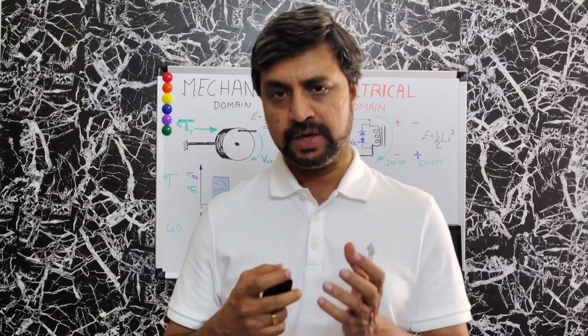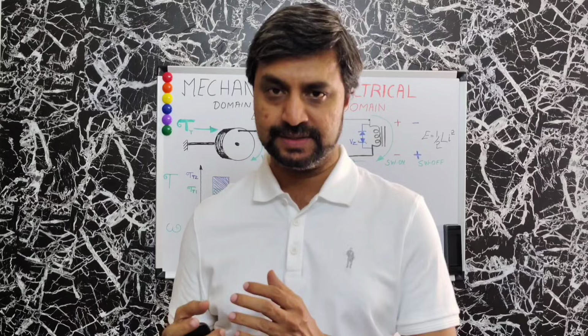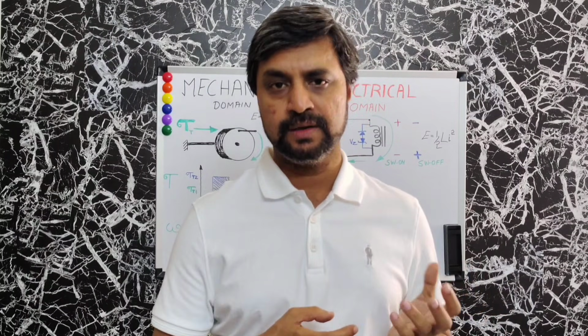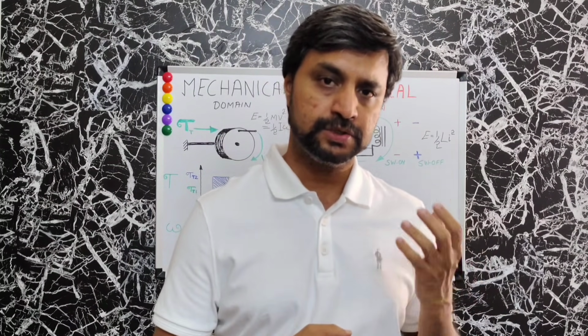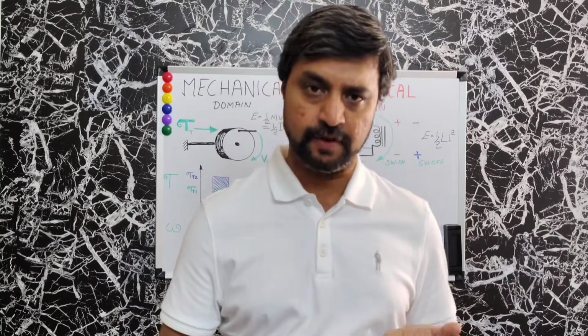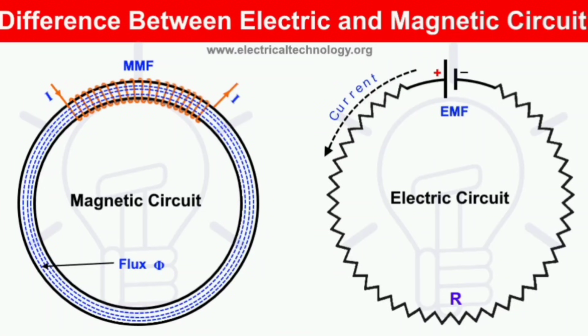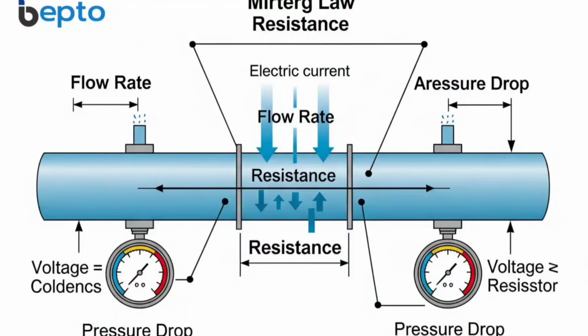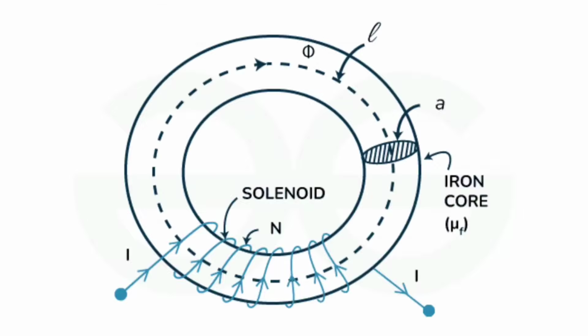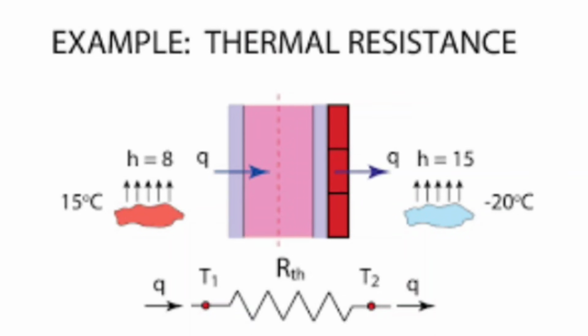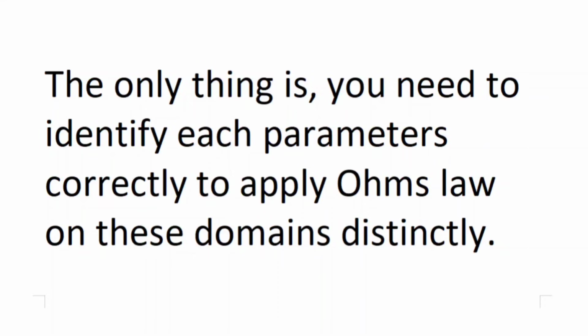The ratio between the cause and effect in an electrical system is called resistance. Same in the case of a magnetic system, it's called reluctance. The cause is the magnetomotive force and the result is the flux formed. Here you have the two circuits from the magnetic domain and the electrical domain. Ohm's law is applicable in both places. Rather, in any system which is analogous, like pneumatic system, electrical system, magnetic system, hydraulic system, thermal system and so on. The only thing is, you need to identify each parameter correctly to apply Ohm's law on these domains distinctly.